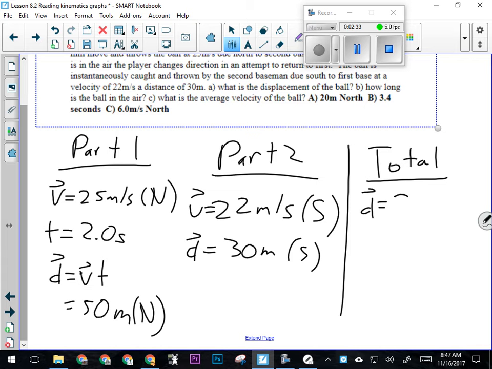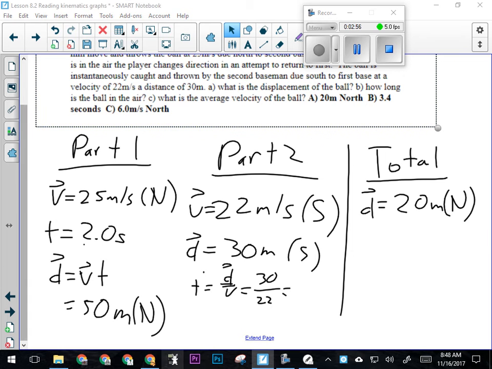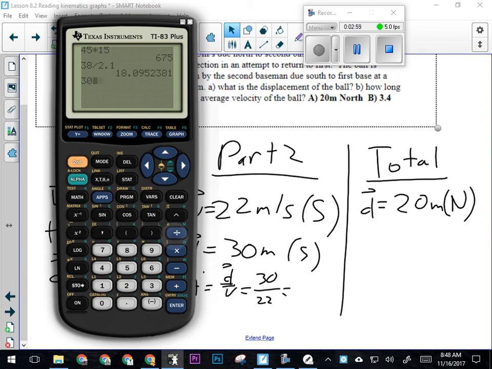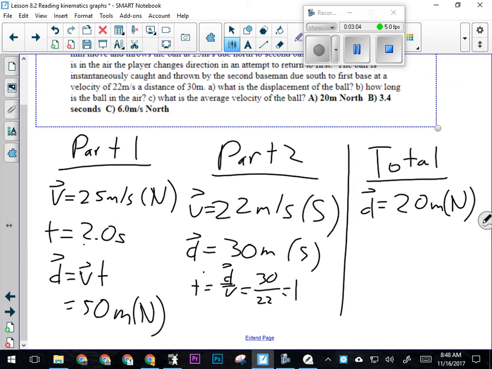So we got 20 meters north as our total displacement. The next thing it asks is, how long is the ball in the air? I know for the first part it's in the air for 2 seconds, but I don't know how long it's in the air for the second part. Can I figure it out? Yes. T equals D over V, so we've manipulated for T instead. That'll be 30 meters over 22 meters per second, so 1.36 seconds. That means our total time is going to be 3.36 seconds.